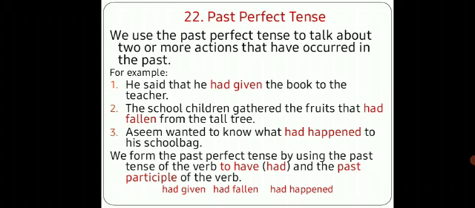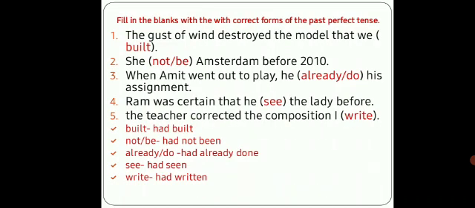So we form the past perfect tense by using the past tense of the verb to have. The past tense of the verb to have is had, and we use the past participle of the verb, that means verb 3, to form the past perfect tense. So had given, had fallen, had happened. So in these sentences.